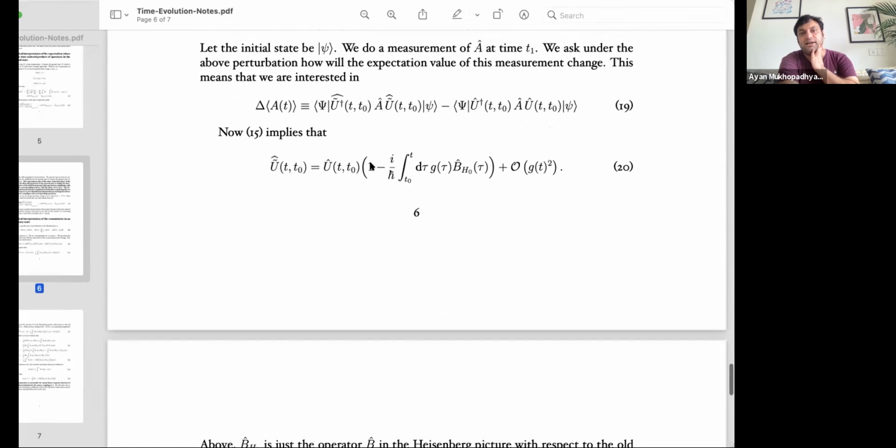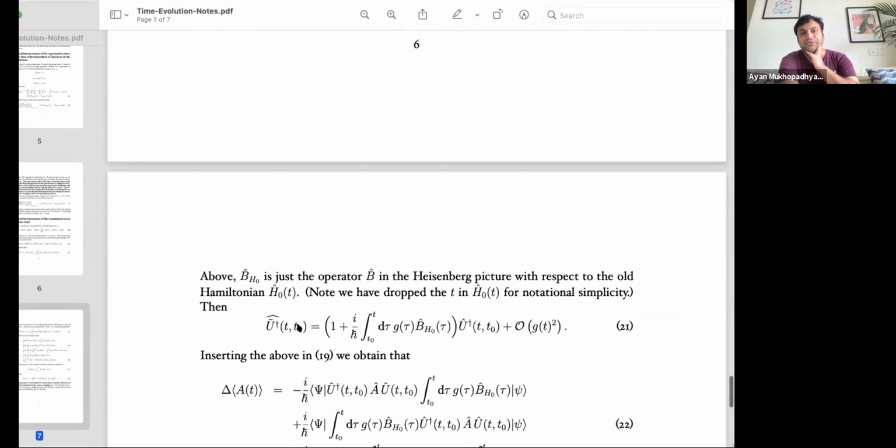But I'm subtracting out the 1. So I'm just taking this part, I'm writing the order G piece here and order G piece here. So I get 2 terms, and A hat is sometimes sandwiched in between. When I substitute this, I get U times this factor. When I substitute in U dagger, I get this times this factor.